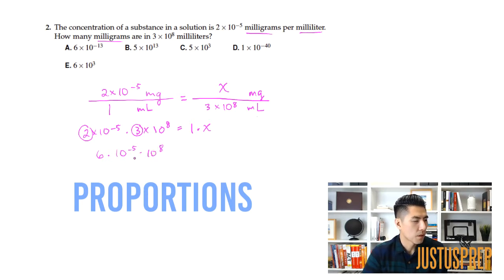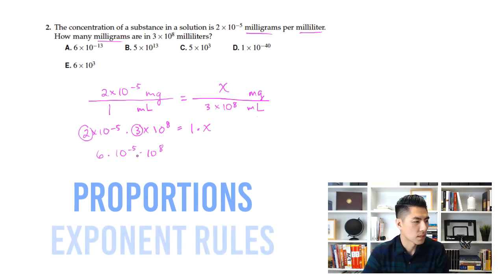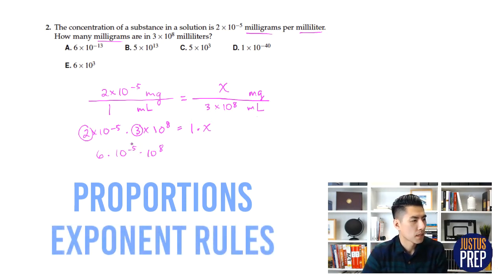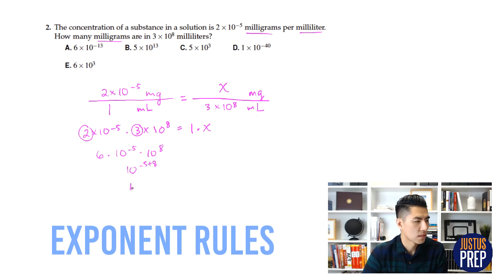Then I can apply one of those exponent rules that we discussed in day 1. Here we're just going to add the exponents. So that'll be 10 to the negative 5 plus 8, which is 10 to the 3rd. So this is really 6 times 10 to the 3rd. If we look at the answer choices, that's answer choice E.